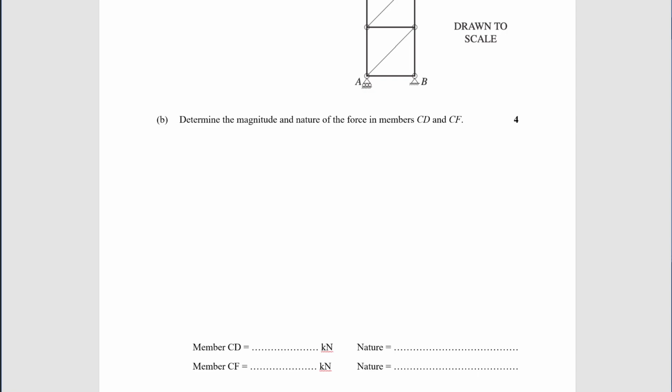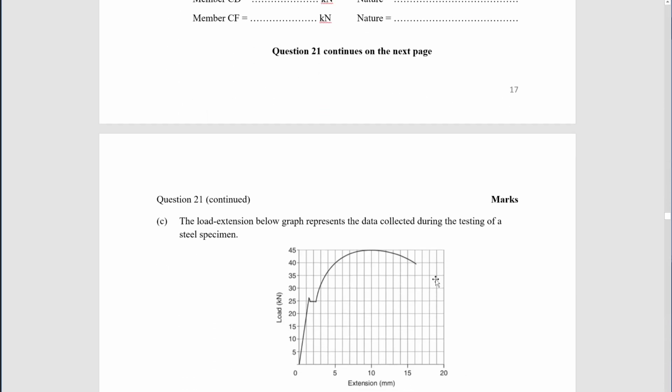I do really like zero force members. This one here is not a zero force member, but it's not unlikely that I will give you a question with zero force member. I think I did in your last test.